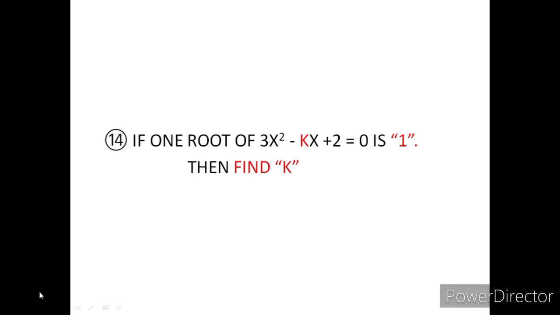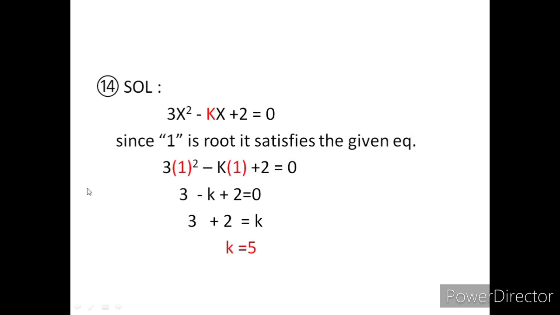Okay. Then go for the solution. Here the given equation is like this. Since 1 is a root, the given 1 is a root. So root means 1 satisfies the given equation. Satisfies means whenever you have the variable x, you put 1, and you will get both LHS and RHS equal. Therefore you will substitute in place of x. This one, you have to write down 3. Here x square is nothing but 1 square.